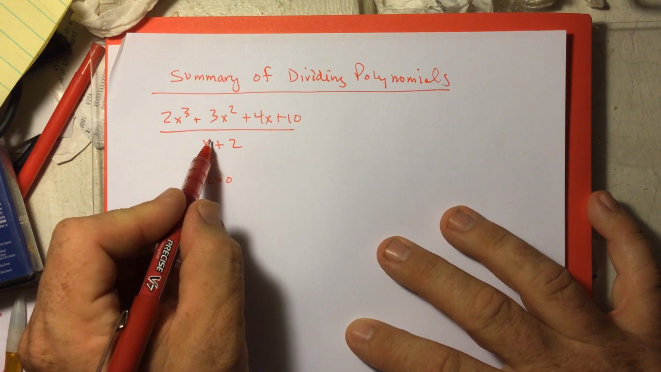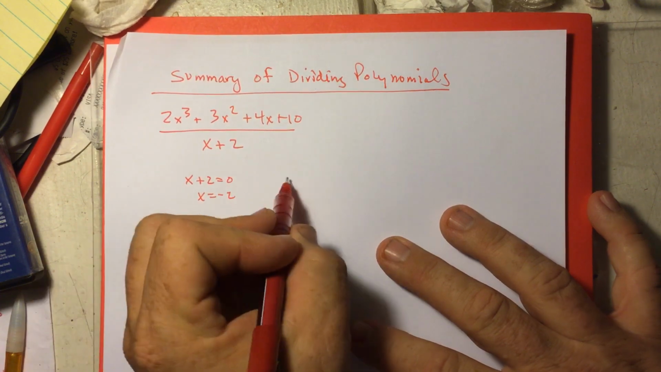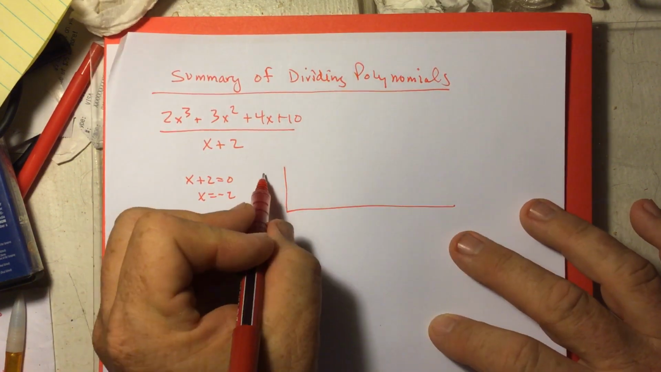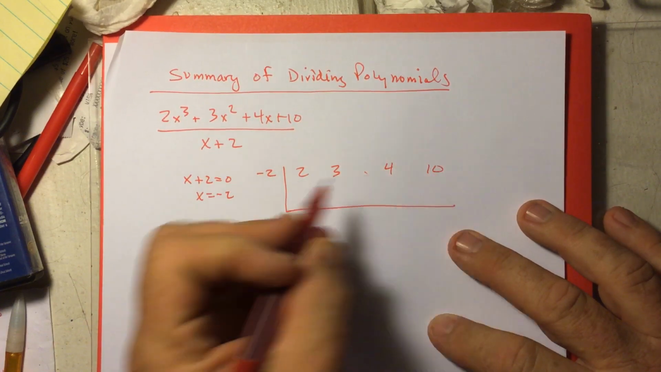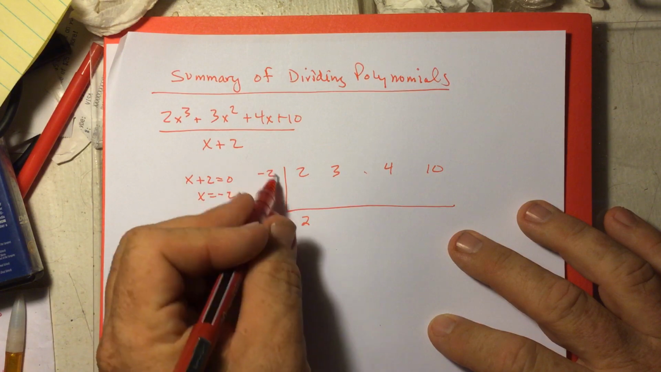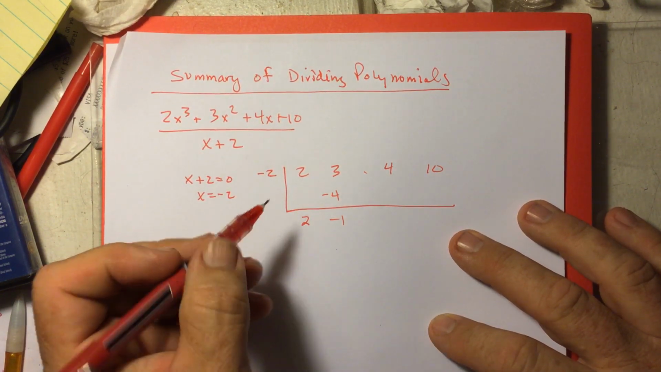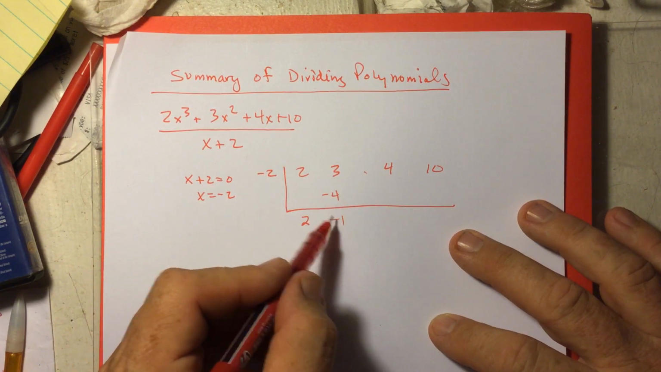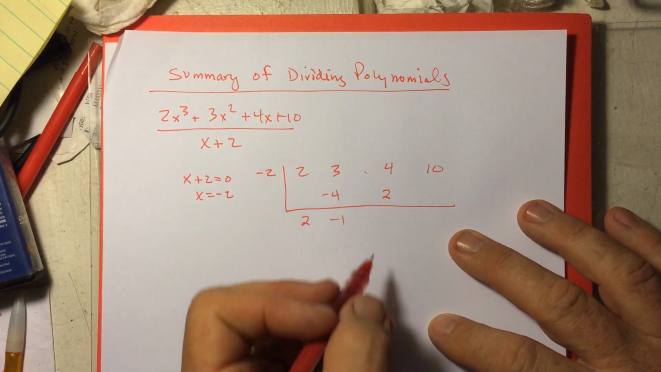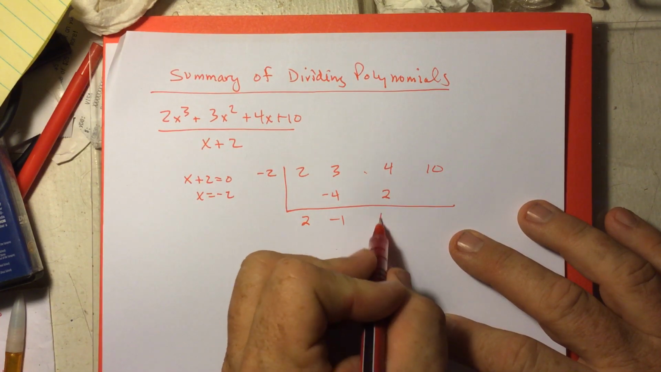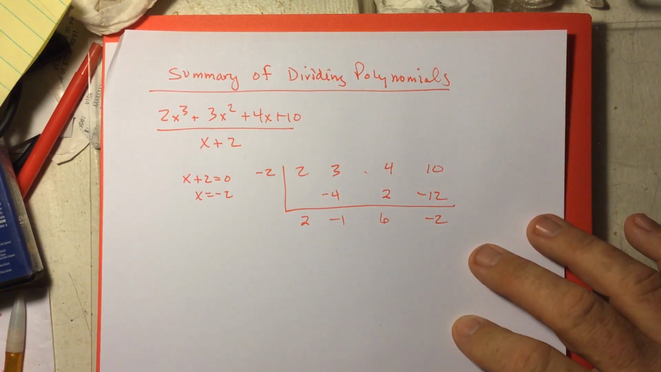single coefficient of 1 in front. So this is going to be negative 2. So we get negative 2, 2, 3, 4, and 10. So if we bring down the 2, that's 2 times negative 2 is negative 4, which combined gives negative 1. Negative 1 times negative 2 is 2. Since that's 2, 4 plus 2 is 6. 6 times negative 2 is negative 12, and we get a negative 2.